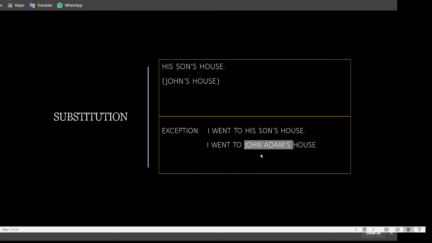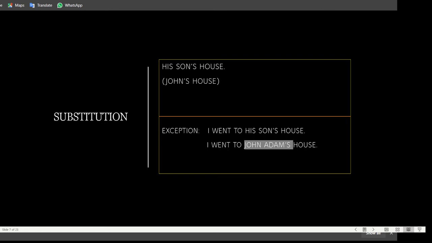We know how to divide this particular sentence. It is quite easy to do the IC analysis of a sentence like, I went to his son's house. But if it is a sentence like, I went to Henry Sam's house or I went to John Adam's house, there this John Adam or Henry Sam cannot be further divided. That is actually a problem in IC analysis. Such a cut is not possible because Henry Sam or John Adam is the same person.